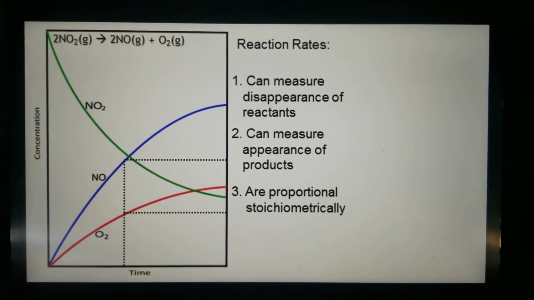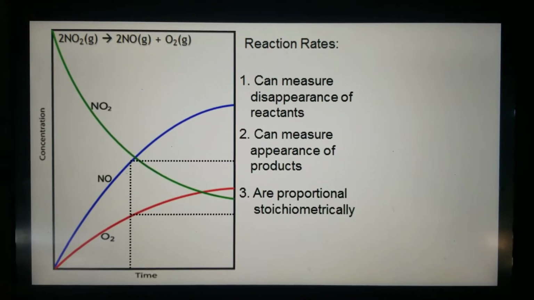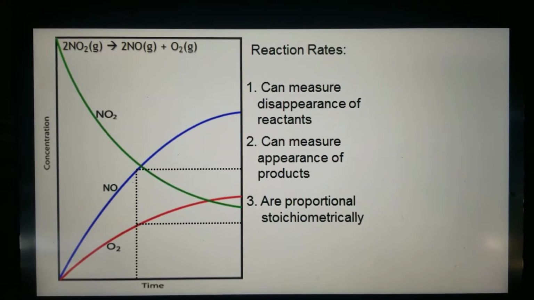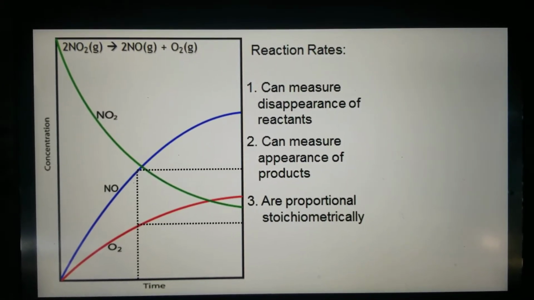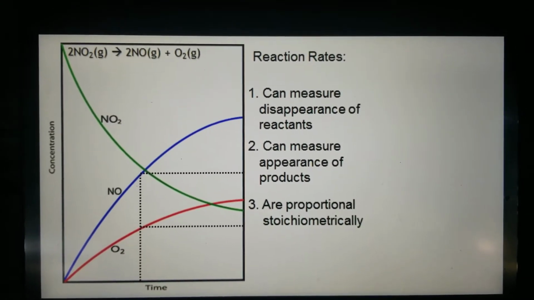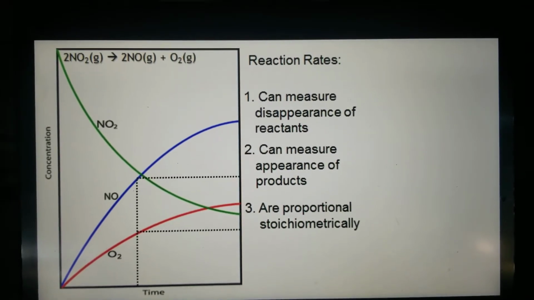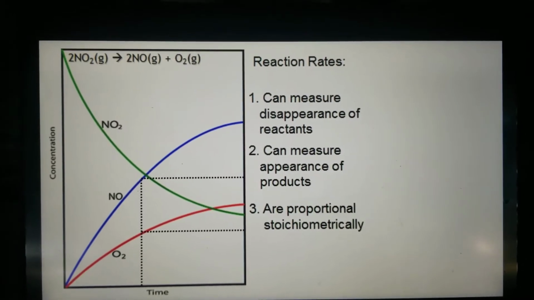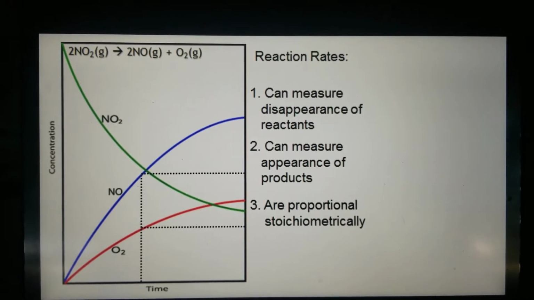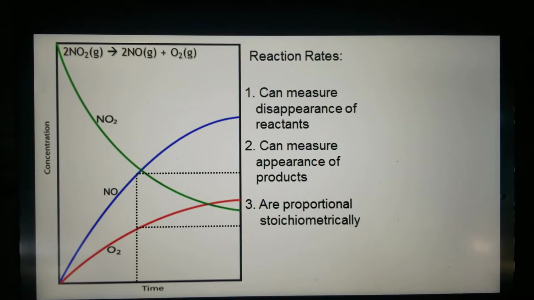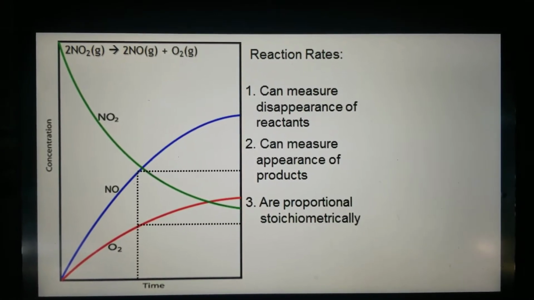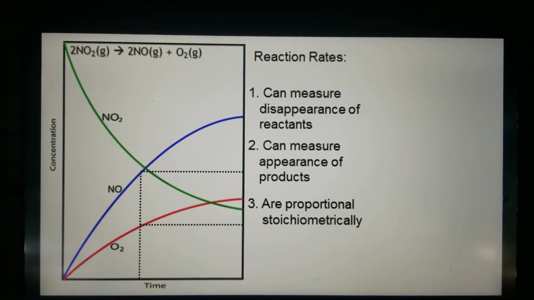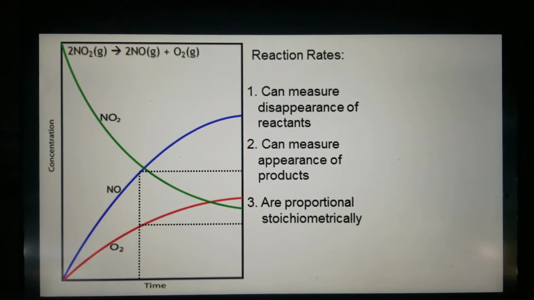So as far as the rate goes, this is what we're looking at: reaction rates. What you can see here is that NO2 is the reactant, right? That's the green line. As the reaction progresses, the line decreases because the reactants are being used up as the products form. The products are NO and O2. NO is the blue line and O2 is the red line. Those are both increasing because as the reaction progresses, the products are being formed.